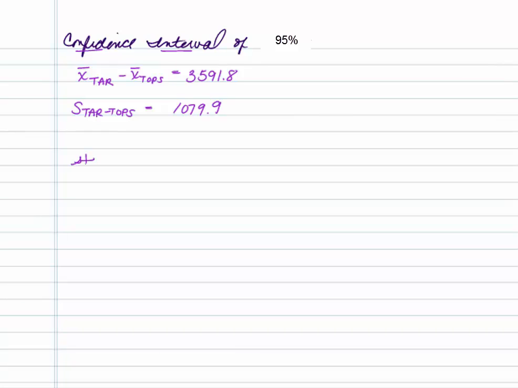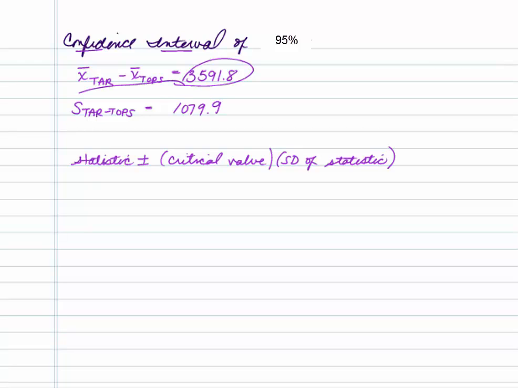On our formula sheet, it says statistic plus or minus critical value times the standard deviation of the statistic. So the statistic for us would be the sample. And since we're doing a mean problem, it would be the sample difference of the means. Critical value, since again, we're doing the means, it's a t-value at 95%.